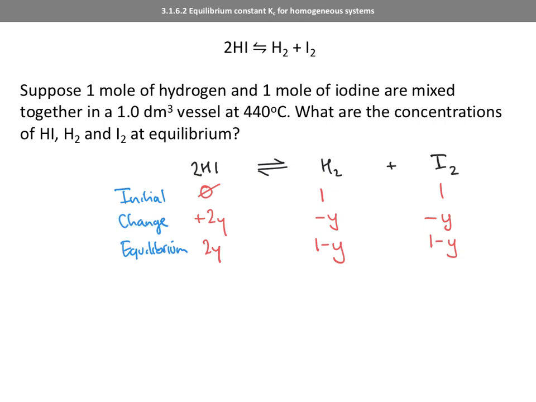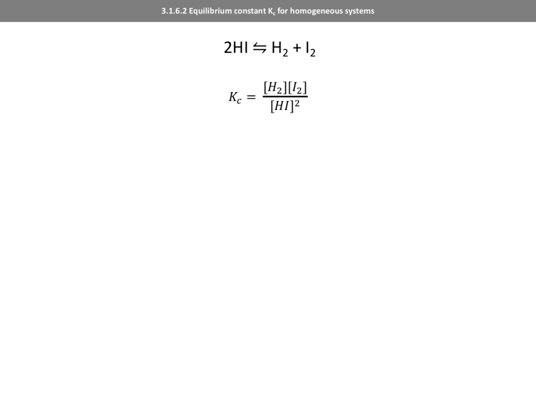So let's now look at our equilibrium expression for this equation. So now we can introduce our values. So it's going to be 1 minus y times 1 minus y over 2y squared. And we know that Kc is 0.02. Now, we can rewrite the right-hand side of this equation, or we can write it differently, I should say. And actually, this other way of writing it is going to make things a little bit clearer.